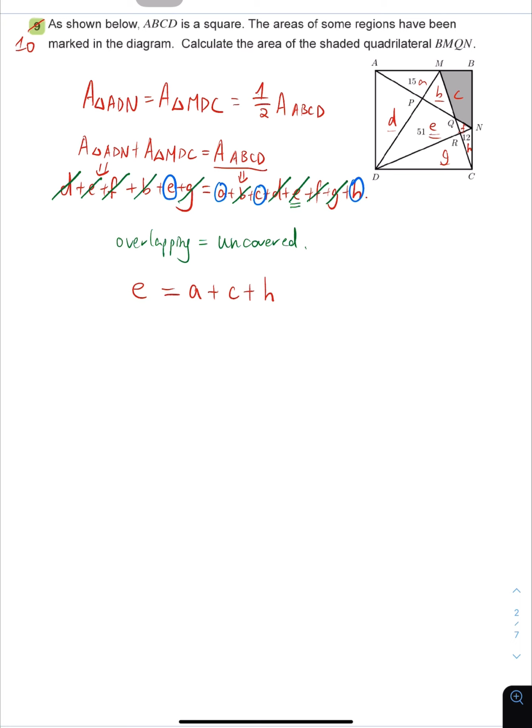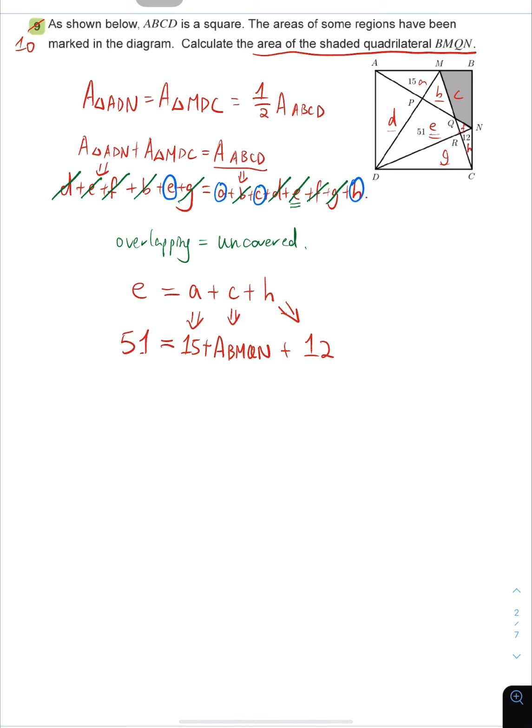So now we are looking for the area of the shaded quadrilateral BMQN, which is C, right? That's the area of BMQN. And what about H? H is 12, as we can see from this diagram here. And what about A? A is 15. And what about E? E is 51.